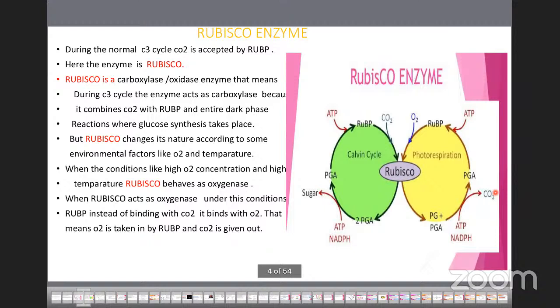That's why this Rubisco acts as oxidase under special conditions like a high oxygen concentration and a high temperature. It acts as oxygenase.